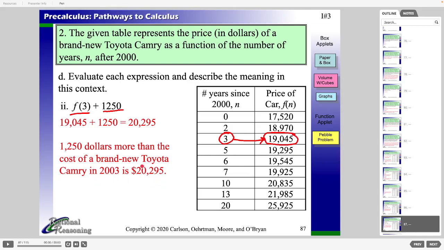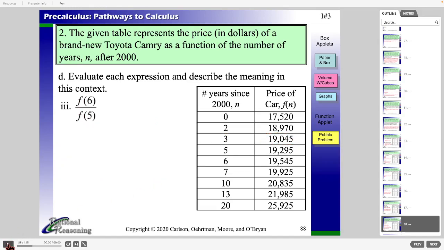So the total cost would have been $20,295. I'm not quite sure what the meaning is going to be of this, but it's obviously giving us a ratio. Again, we've got year 6, we look up its value. Year 5, we look up its value. And then what we're going to do is divide the two values. So we're getting a ratio, which would kind of give us a percent increase between the years.